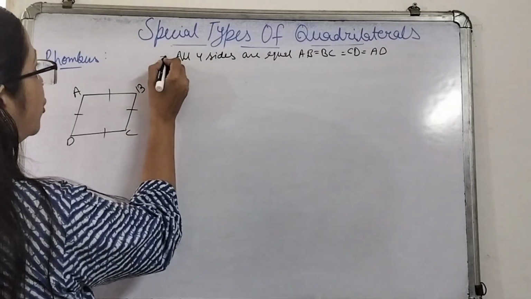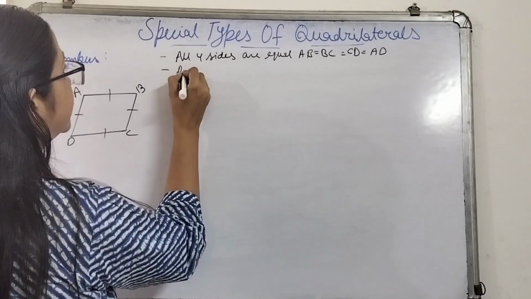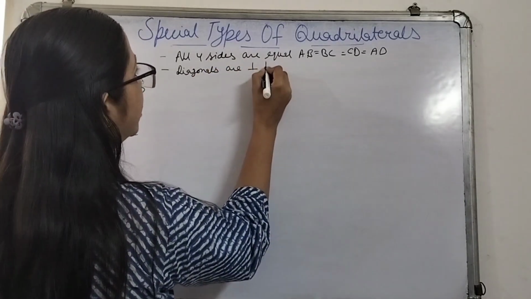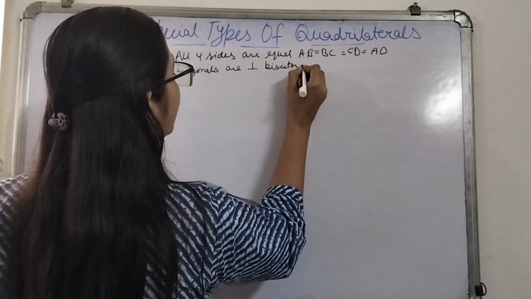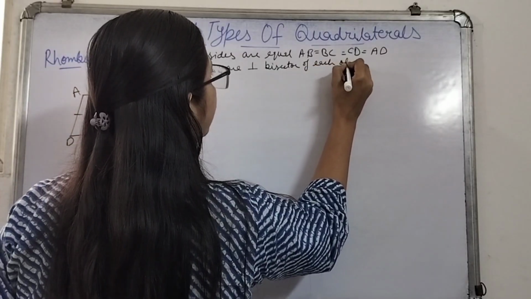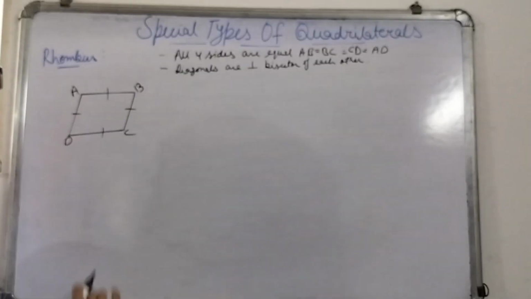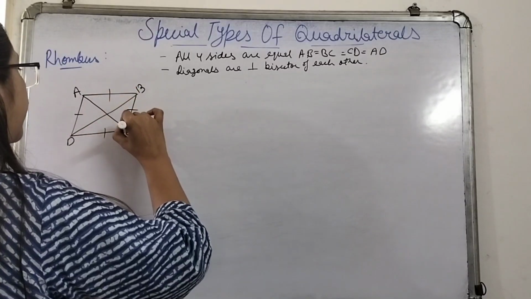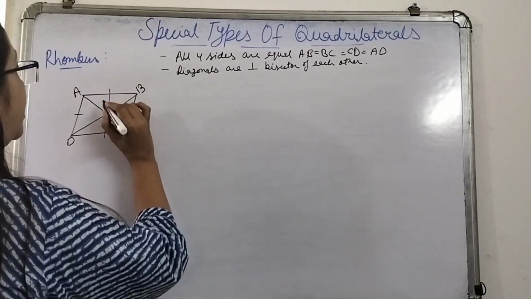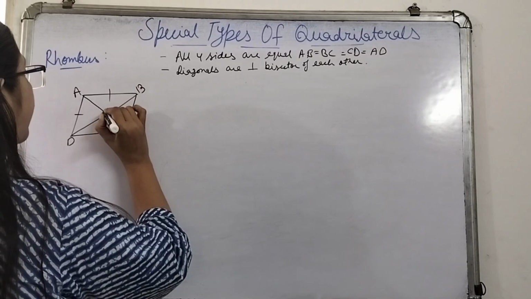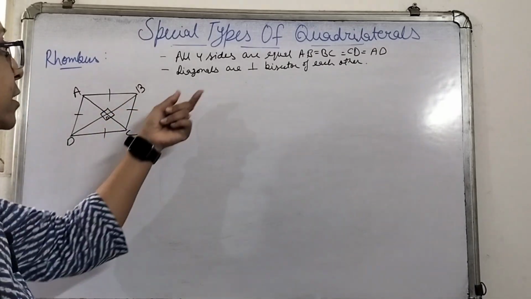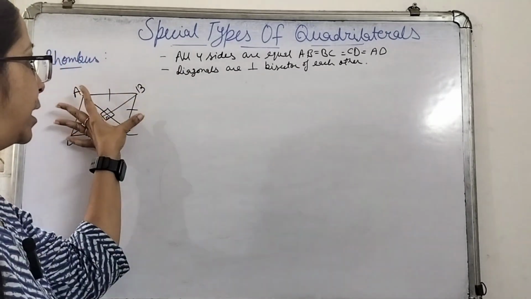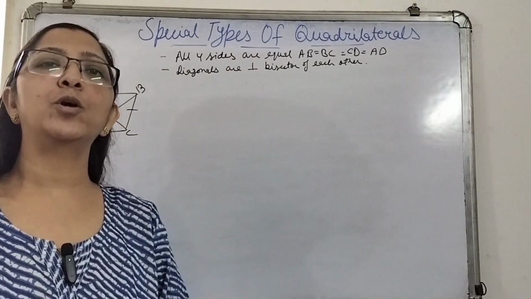Along with that, it follows one more property: the diagonals of a rhombus are perpendicular bisectors of each other. That means if we make two diagonals in the rhombus, then they will bisect each other at 90 degrees. If this is the point of intersection O, then all these angles will be 90 degrees. These are the two special properties of a rhombus, along with all the properties of a parallelogram.